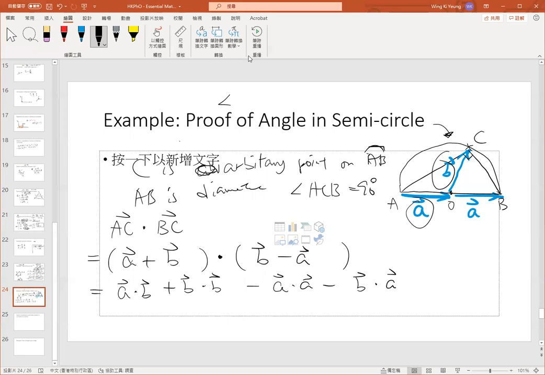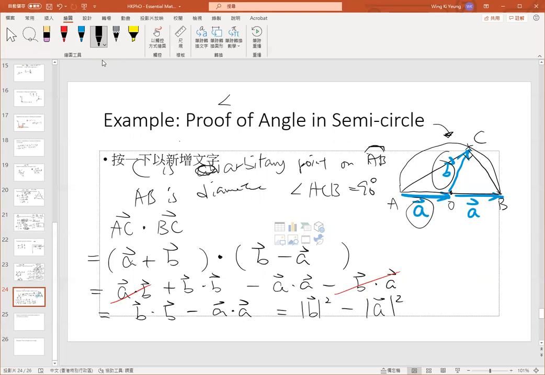Then these two are equal to each other, a dot b and b dot a. We have proved it. And then what is left is b dot b minus a dot a. So b dot b, you know, is the magnitude of b squared minus the magnitude of a squared.